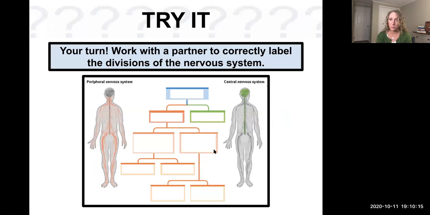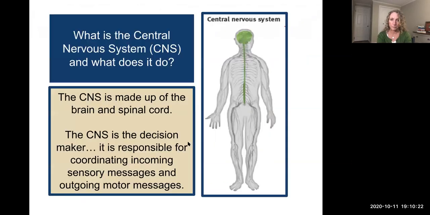So it says here, turn with a partner. If you want, I would just start visualizing what goes here, what goes here. But we'll be doing that in class, so we'll move on.